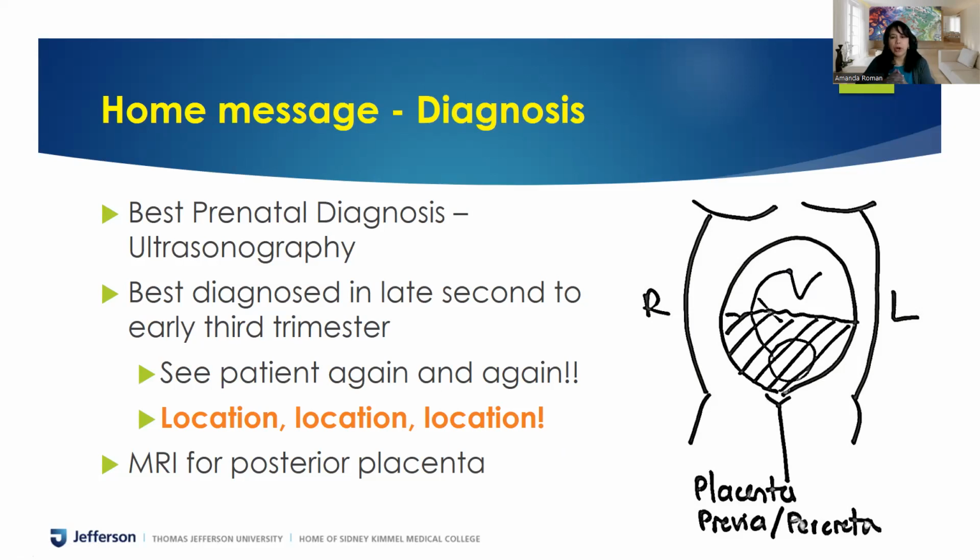Location. Where is the placenta? The placenta moves as the uterus grows, as the pregnancy advances. So what you see at 28 weeks may not represent what you see at delivery. It's very important that you know where your placenta is located to plan your delivery, how you're going to do the skin incision, how you're going to extract the fetus. You need to know this so you don't get surprises. Do I need an MRI for posterior placentas? So this is my take-home message for diagnosis.